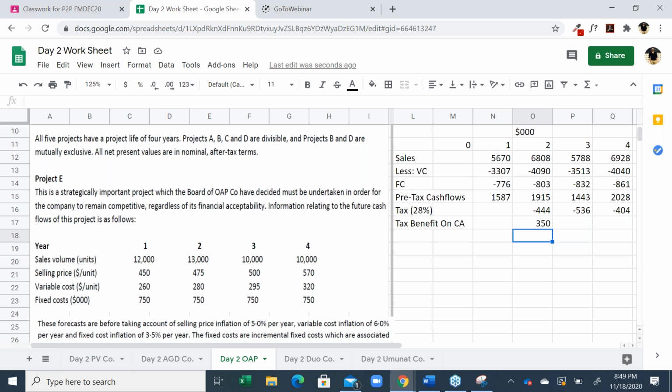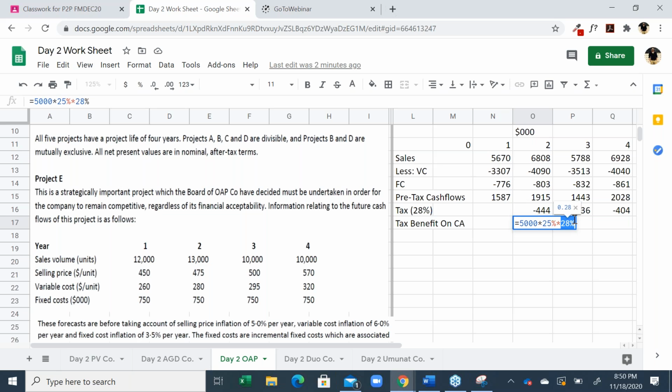Ashar, I have shown the working. Don't you think it's a working? This formula itself is a working. I have taken the cost of the asset, multiplied it with the tax depreciation rate, and then multiplied it with the tax rate. So this was for the first year, right?